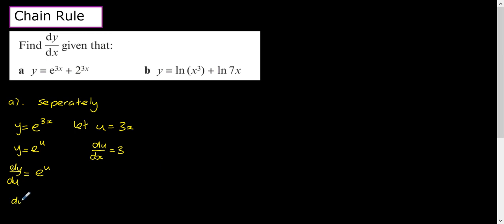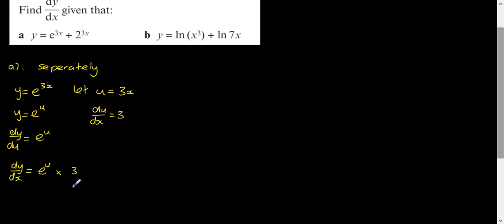And remember, the chain rule says that we multiply those two things together. So dy by dx is dy by du, e to the power of u, multiplied by du by dx, so multiplied by 3, which is e to the 3x multiplied by 3, which is 3e to the 3x. Now that's why when we differentiated exponentials and logs last week, the 3 was multiplying the function at the end, because of the chain rule. So that's our e to the 3x.